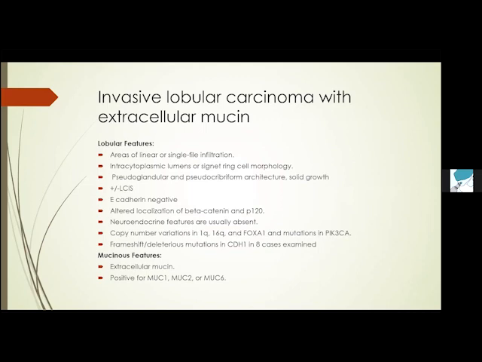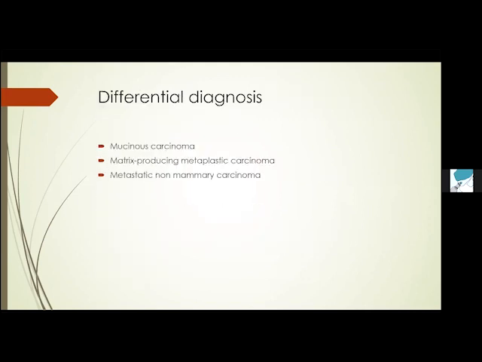The mucinous features that we see are obviously the extracellular mucin, as well as positive stains for MUC1, MUC2, and MUC6. The differential diagnosis is obviously mucinous carcinoma and matrix producing metaplastic carcinoma, but one should be careful not to mix up chondroid or pseudochondroid and mucinous material, as well as metastatic non-mammary carcinoma.